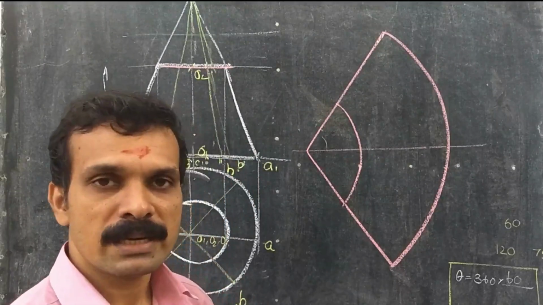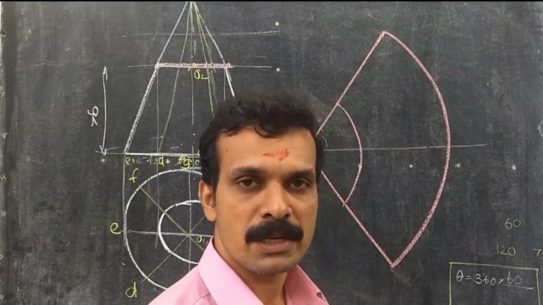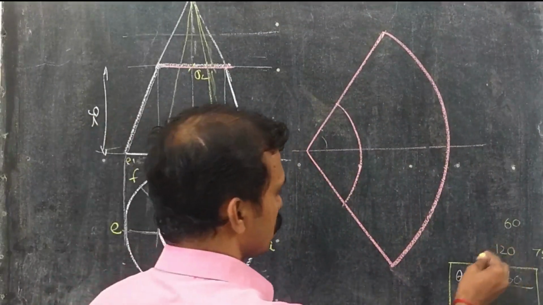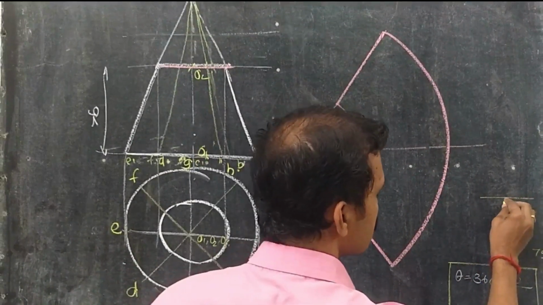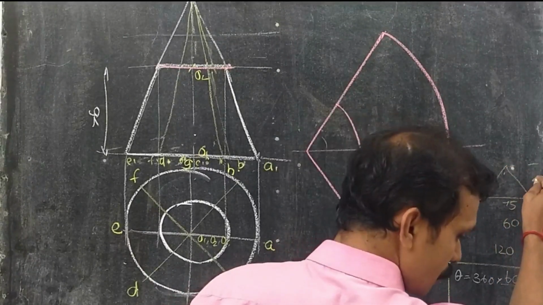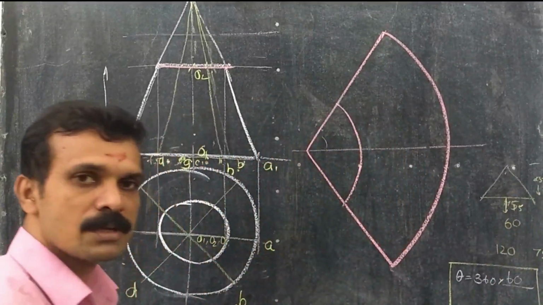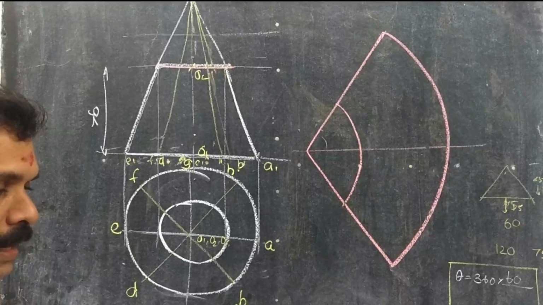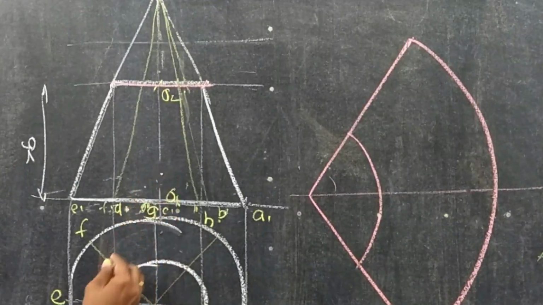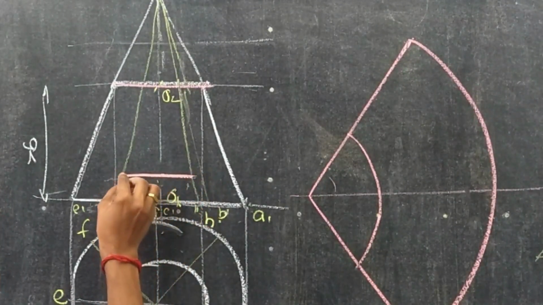Now it is given that a triangular hole is being cut, a triangular hole of base 75 and altitude 45, and the base is at a height of 15. So base 75, altitude 45, and the base is at a height of 15. This is given. So we have to draw the triangle on the front view. So at a height of 15, you can draw a triangle. The triangle will be coming like this.